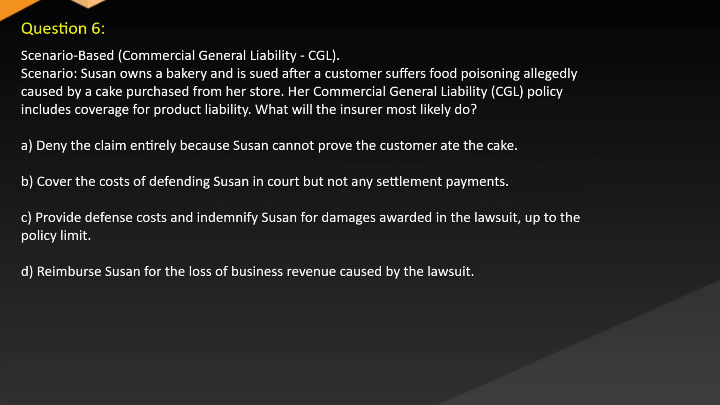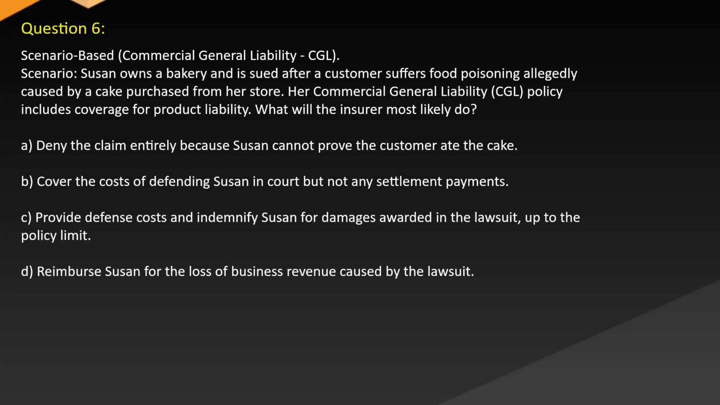Question 6. Scenario-based commercial general liability. CGL scenario: Susan owns a bakery and is sued after a customer suffers food poisoning allegedly caused by a cake purchased from her store. Her commercial general liability (CGL) policy includes coverage for product liability. What will the insurer most likely do?